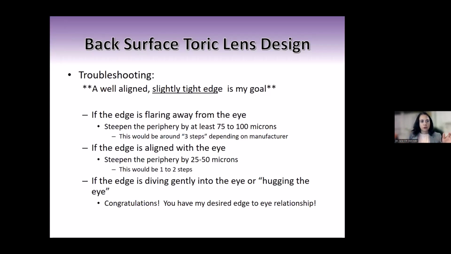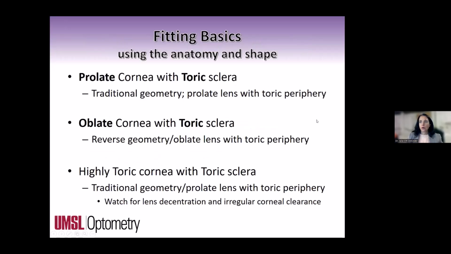So sorry, no cute pictures here. If it's just kind of hugging the eye, that's what you want. You can pat yourself on the back and say, congratulations, I achieved it. I'm hugging the eye. This should be a good outcome. We should get no debris, and they shouldn't get clouding as the day goes on. They should have a good visual outcome all day, and it should be a very comfortable lens. They should not be able to feel it on the eye because it's just slightly hugging into that conjunctiva. So that's what you're going for there.